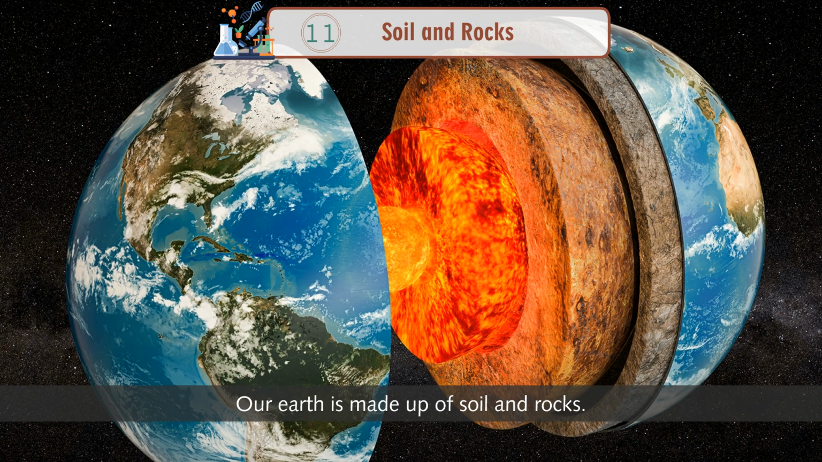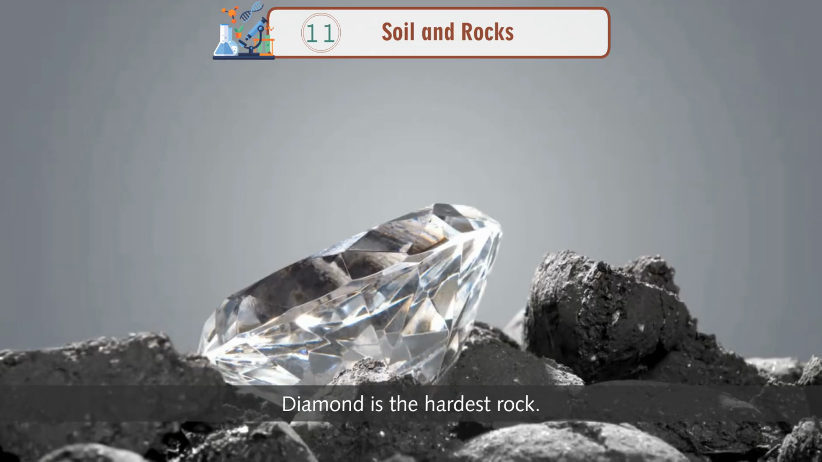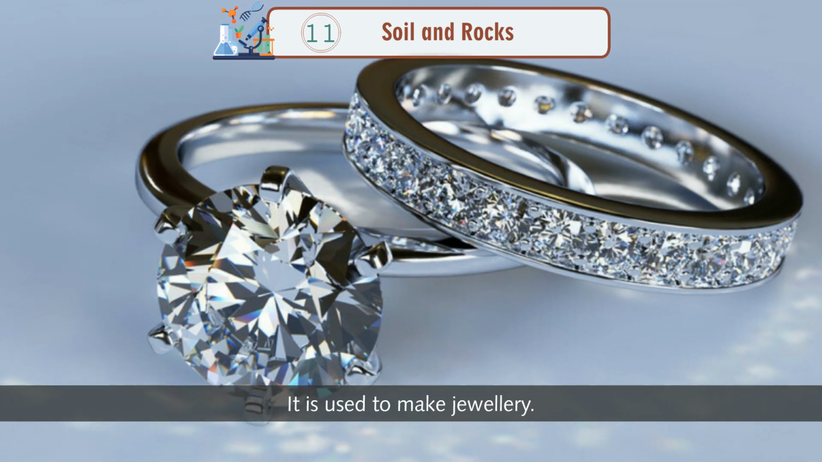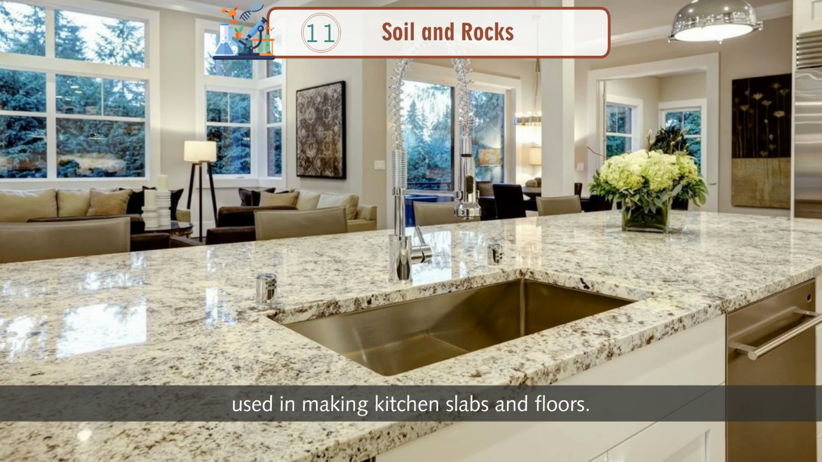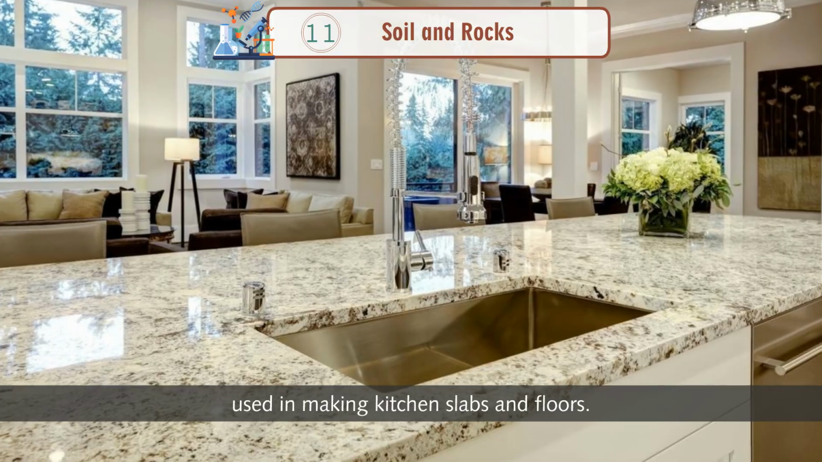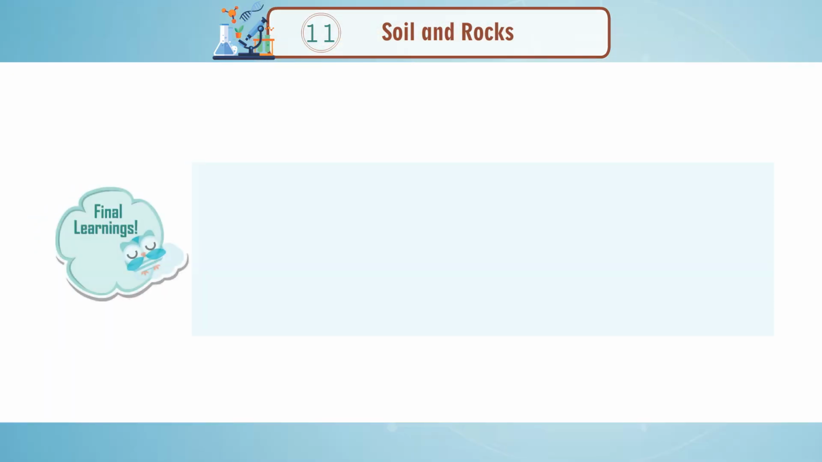Rocks. Our earth is made up of soil and rocks. Rocks are of different types. Diamond is the hardest rock. It is used to make jewelry. Granite is also a very hard rock which is used in making kitchen slabs and floors. Chalk is a soft rock which can break easily.